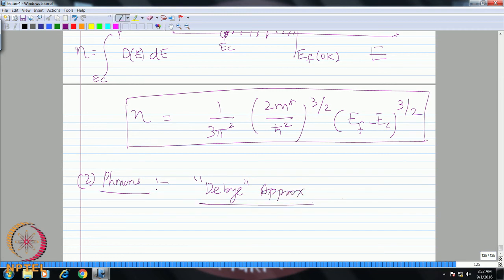That means we already make a linear relationship between omega and wave vector. So, it is a very much simpler thing than the electron dispersion. So, now you define the density of states here. Now, here instead of energy we use frequency for the case of phonons.